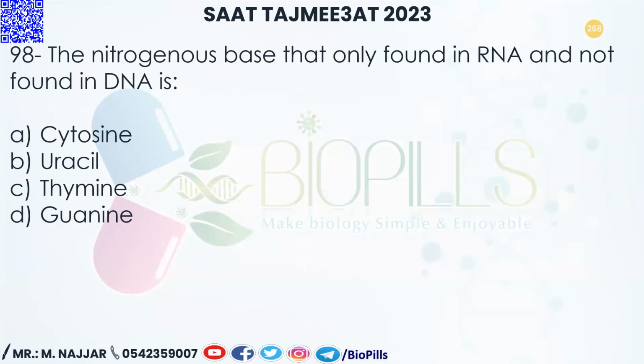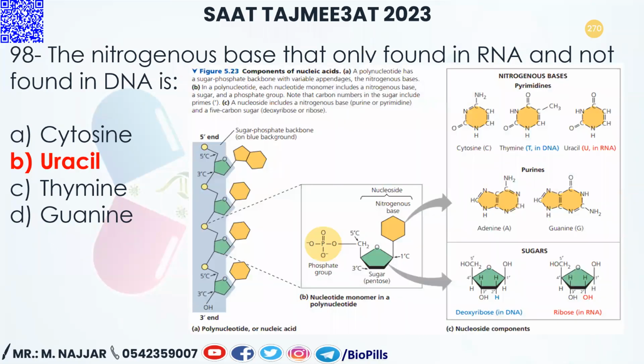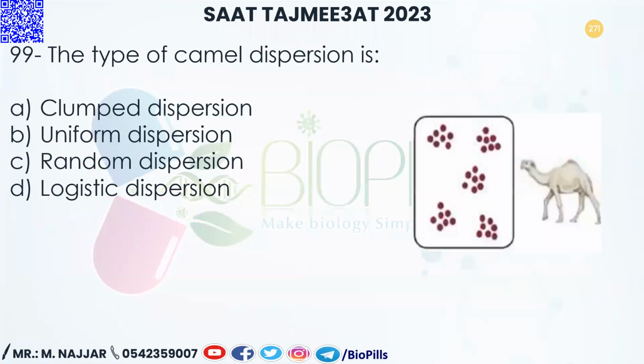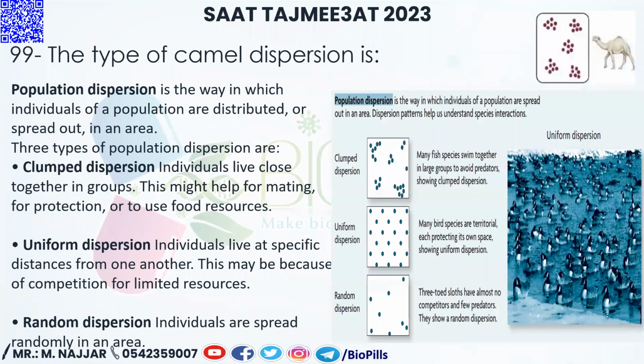Question number 98. The nitrogenous base that is only found in RNA and not found in DNA is uracil. Perfect, Jana. Let's carry on. The type of camel dispersion here is a clump dispersion. Very, very clear. Thank you. Here's the acceleration.